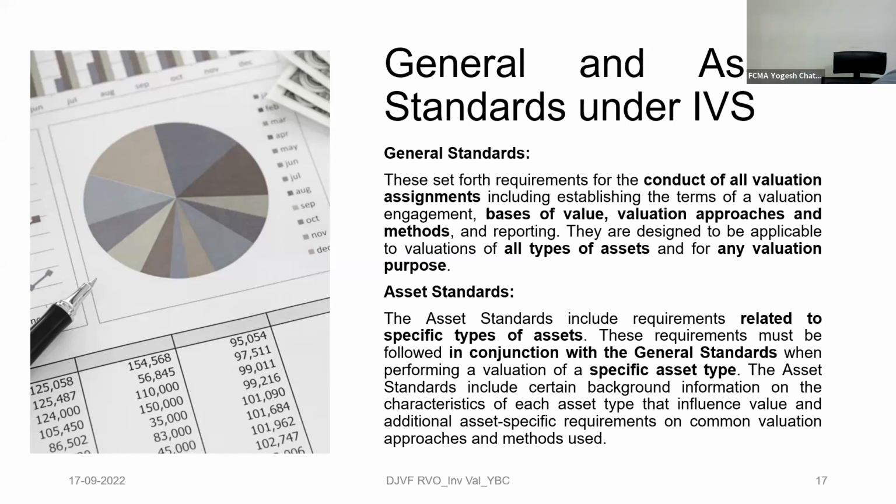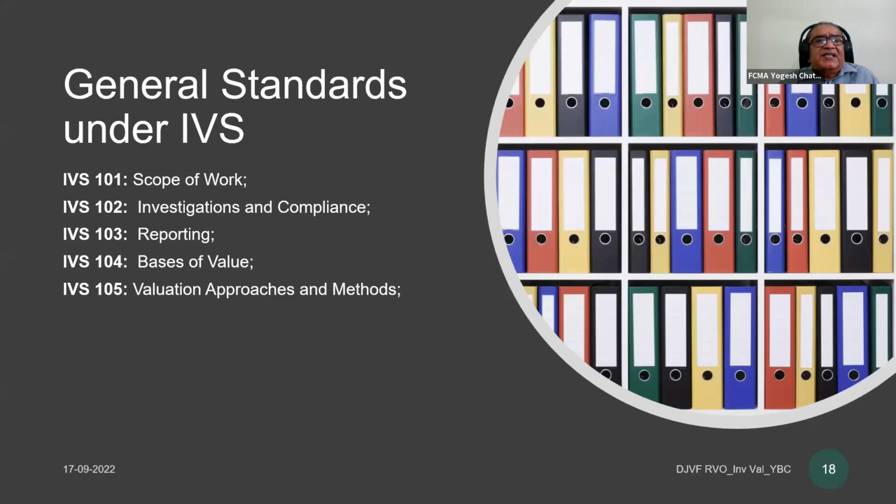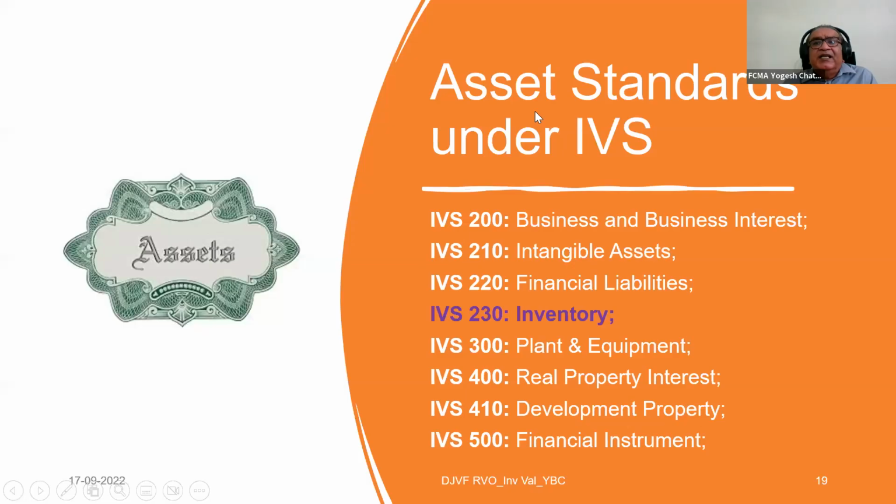Now, these are the general standards under IVS. As we are aware, there are a total of 5 general standards, IVS 101 to 105: scope of work, investigation and compliance, reporting, basis of value, and valuation approaches and methods. And there are 8 asset standards now. Earlier there were 7 asset standards, and now actually 8, starting from IVS 200 to IVS 500. And this IVS 230 on inventory is a new addition.